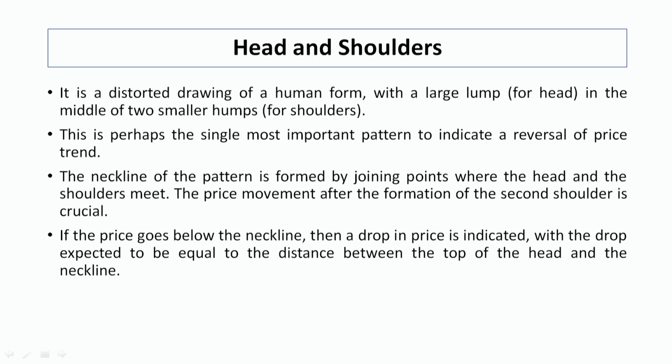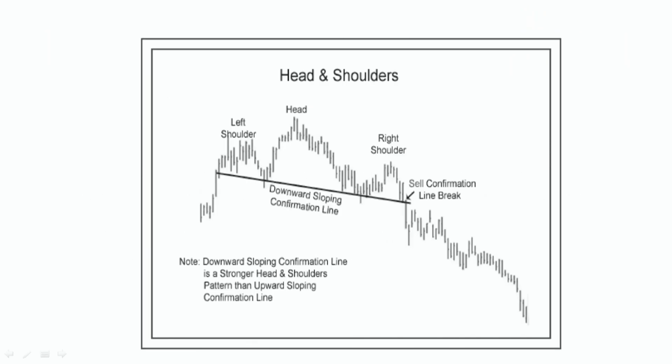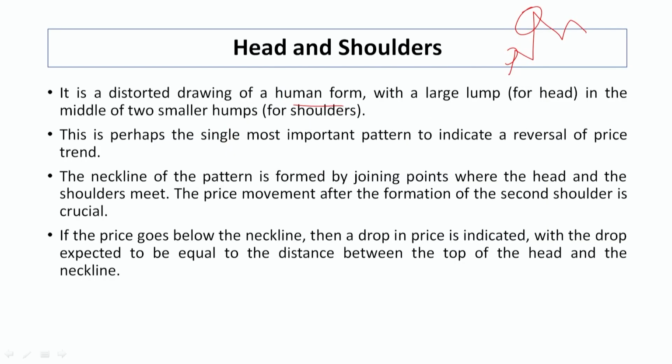Next is head and shoulders. It is a distorted drawing of a human form, so we can say this is the head and these are the shoulders of a person. Simply go through this diagram. This is the left shoulder, this is the right shoulder, and this is the head. On the basis of these patterns, we generate certain types of signals. This is perhaps the single most important pattern to indicate the reversal of a price trend.